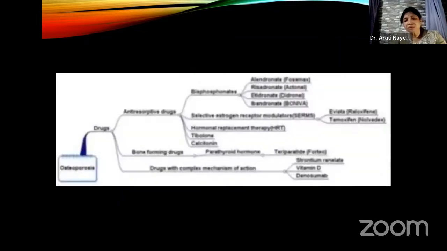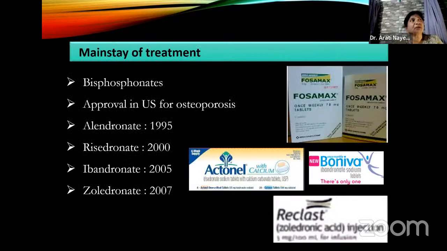These are the drugs available for treatment of osteoporosis. The slide is not visible. There are some anti-resorptive drugs, some bone-forming drugs, and drugs with complex mechanism of action. The anti-resorptive drugs are bisphosphonate, selective estrogen receptor modulator, hormone replacement therapy, tibolone and calcitonin. The mainstay of treatment of osteoporosis is bisphosphonate, which is approved in the US for osteoporosis. Different bisphosphonate drugs available in the market are alendronate, risedronate, ibandronate, and zoledronate.